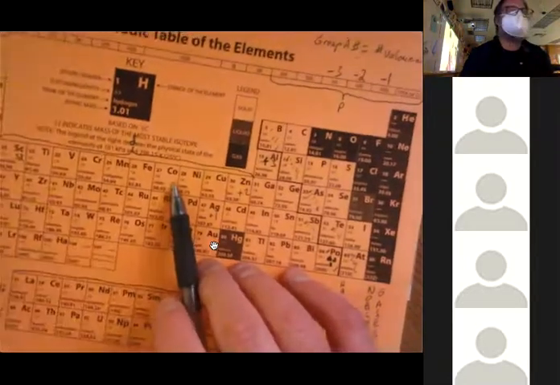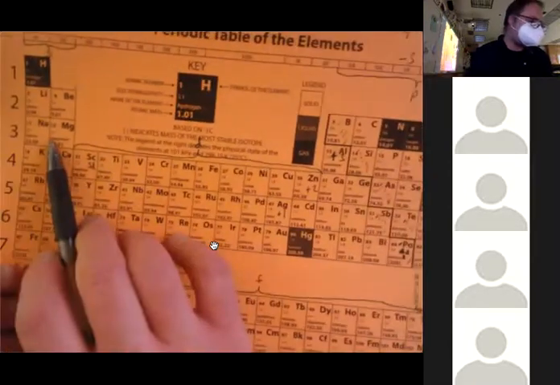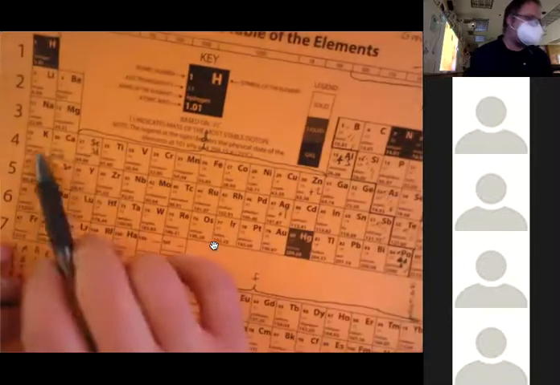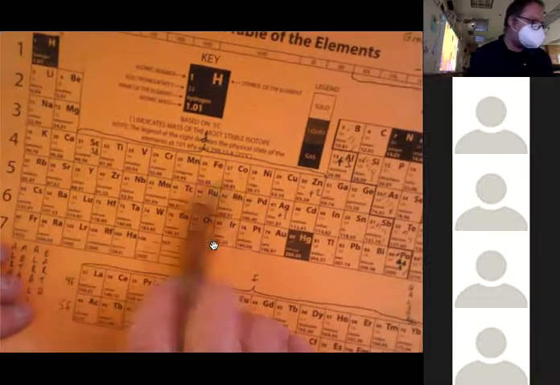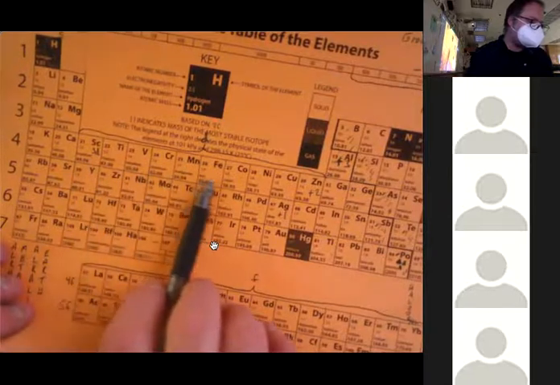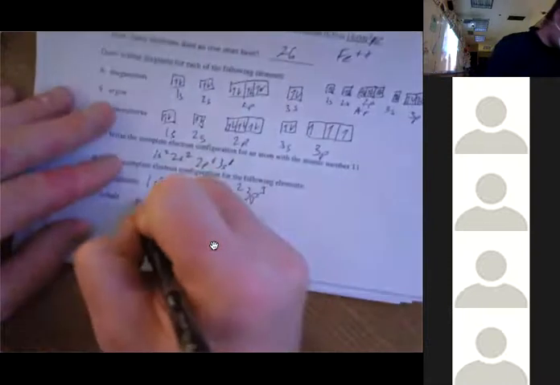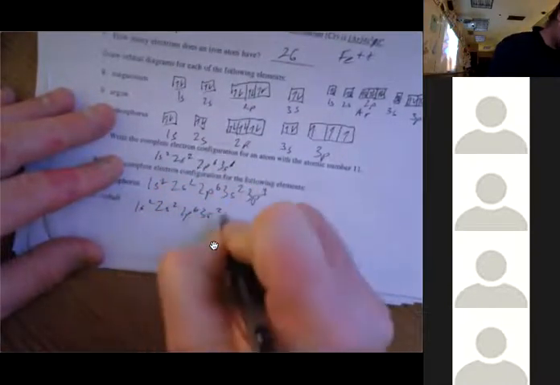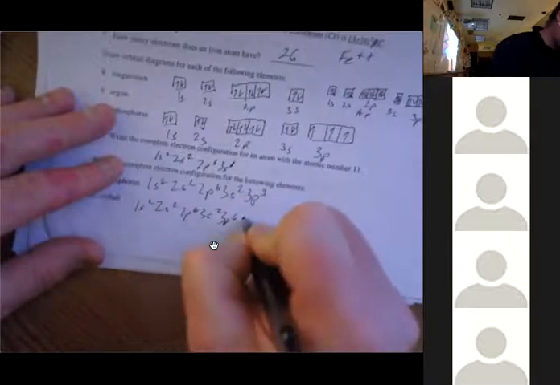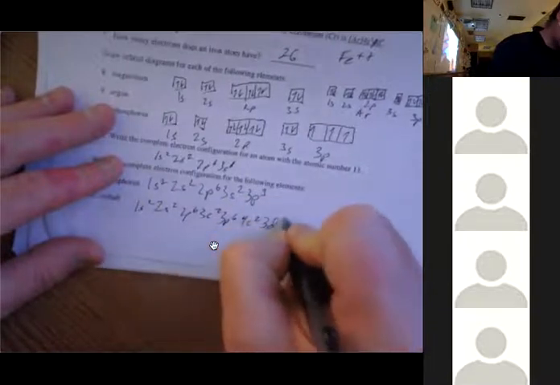Write the complete electron configuration for cobalt. Cobalt is 27. So we have 1s2, 2s2, 2p6, 3s2, 3p6, 4s2. And remember, we get down to 3d. We want cobalt: 2, 4, 6, 7. 3d7 for cobalt. 1s2, 2s2, 2p6, 3s2, 3p6, 4s2, 3d7.